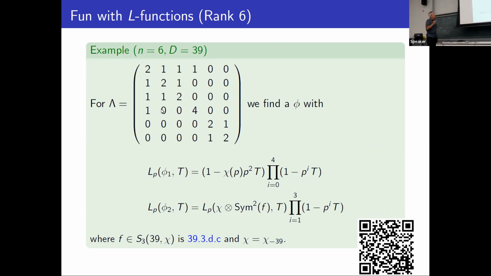And the second one, slightly more interesting. Here we find not the symmetric square of a modular form, but rather it's twisted by a character. That relates to the fact that the discriminant here is not a square.